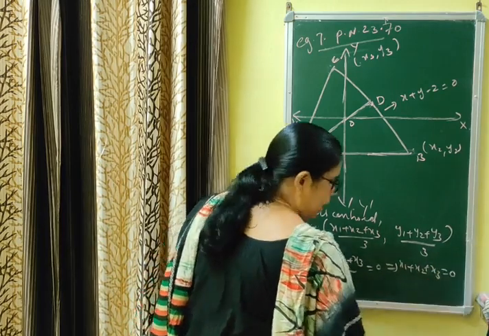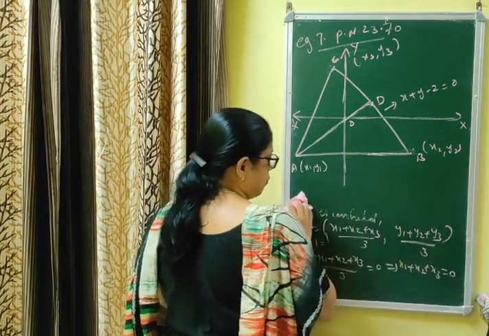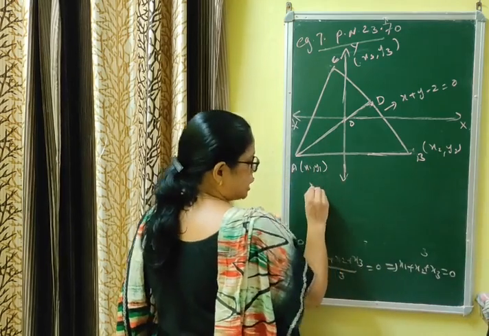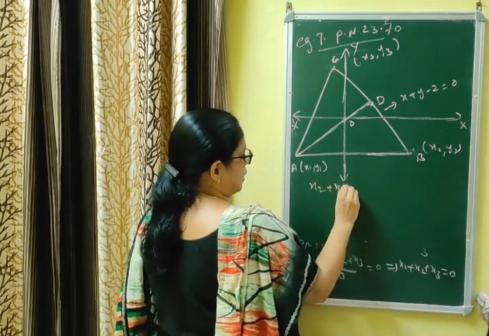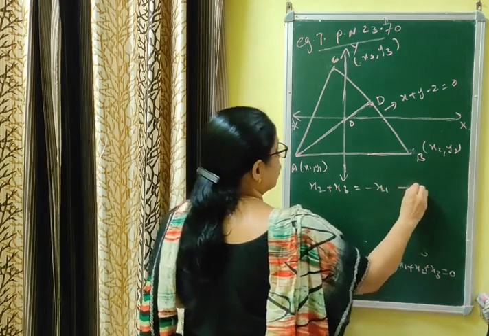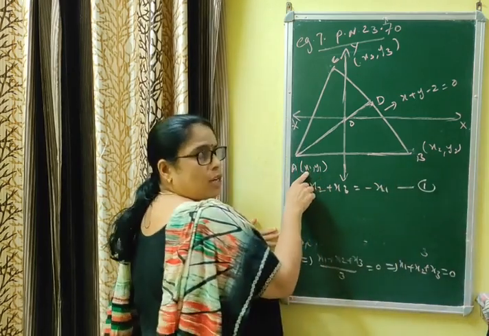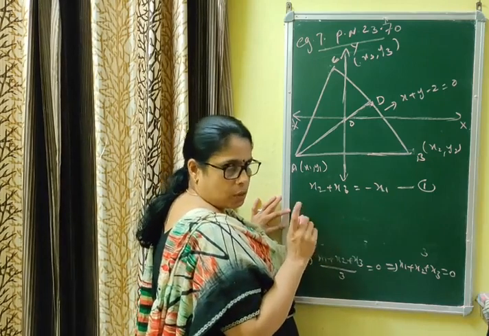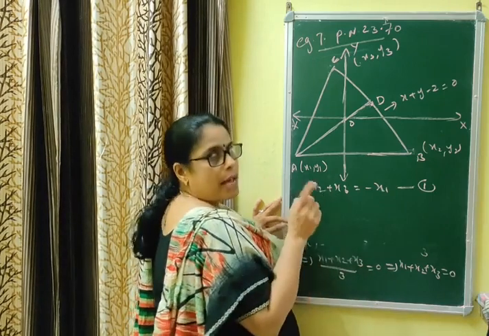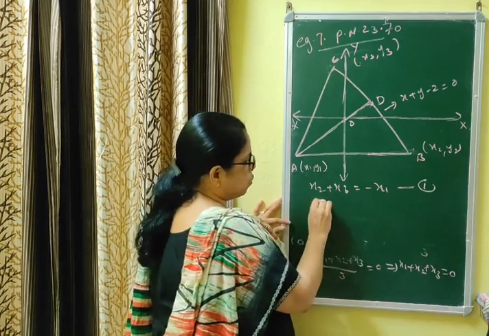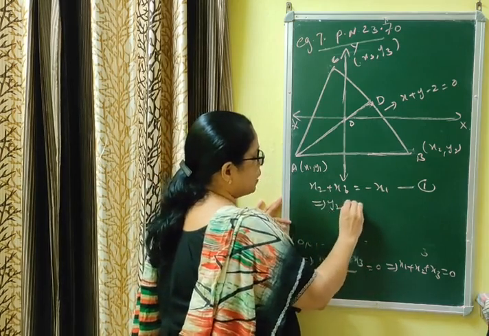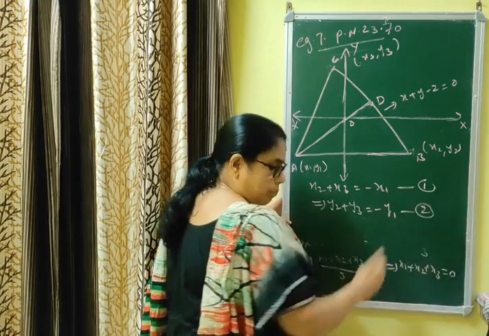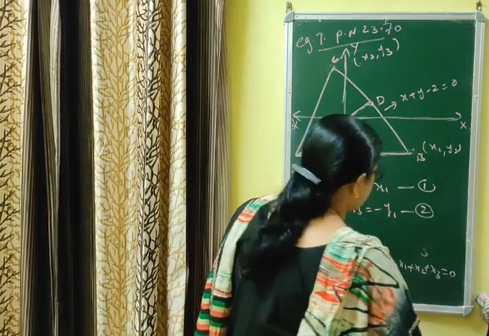0. I have to rub the board meanwhile because the question is too long. That implies x2 plus x3 is equal to minus x1. Why? Because we have to find the value of x1. Similarly, y1 plus y2 plus y3 equal to 0 implies y2 plus y3 is equal to minus y1. That is equation number 2. That means we have converted this much.